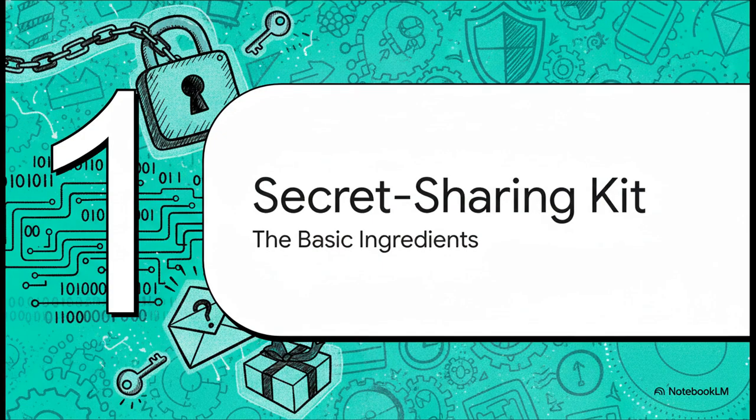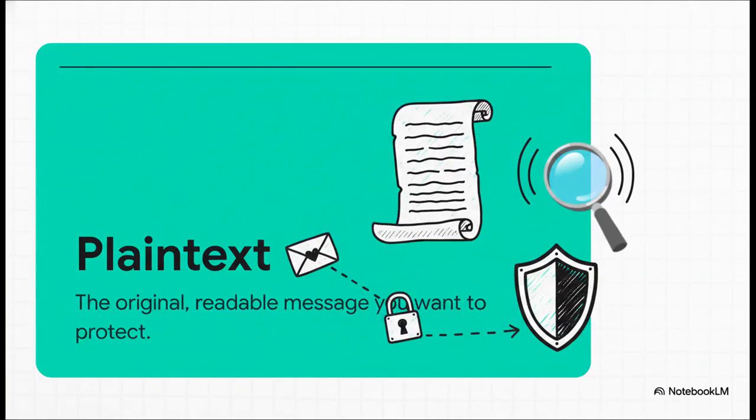Yeah, that whole locked box thing, it actually maps perfectly to the core parts of any encryption system. So you can think of it as your secret sharing kit. Let's open it up and see what the basic ingredients are. First up, you have the plain text. That sounds technical, but it's not. It's just your original message, the one that anyone can read. In our story, it's the actual note you wrote down. It's the secret you're trying to protect.